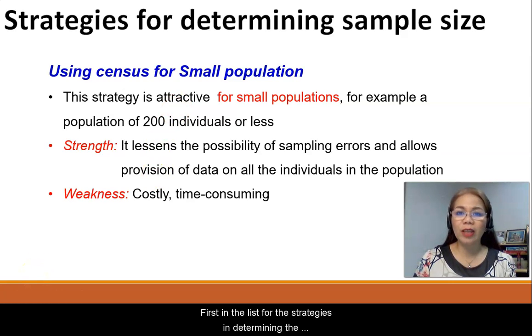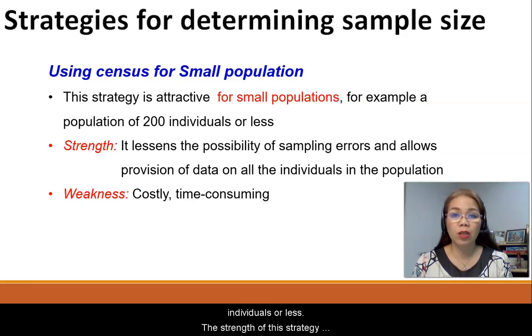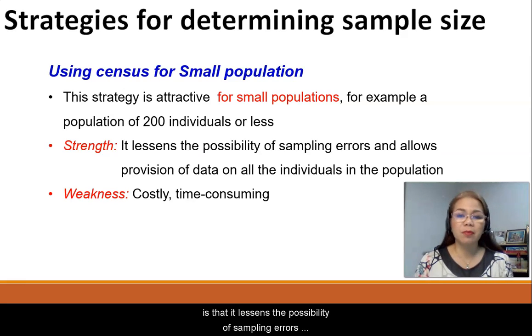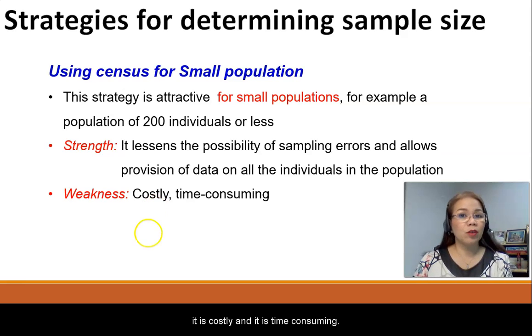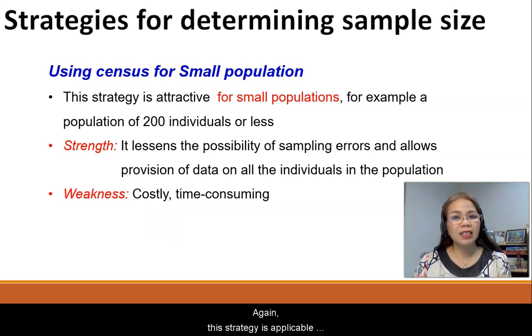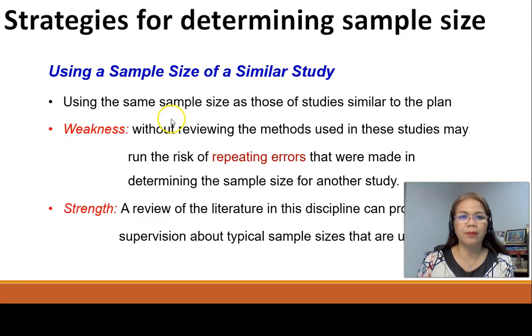First in the list of strategies for determining the sample size is using a census for a small population. This is applicable if the population is small, for example, 200 individuals or less. The strength of this strategy is that it lessens the possibility of sampling errors and it allows provision of data on all the individuals in the population. However, it is costly and time-consuming. Again, this strategy is applicable only if you have a small population, say less than 200.